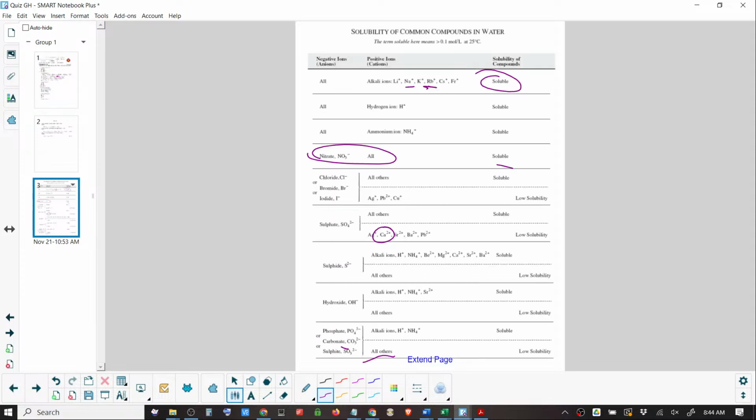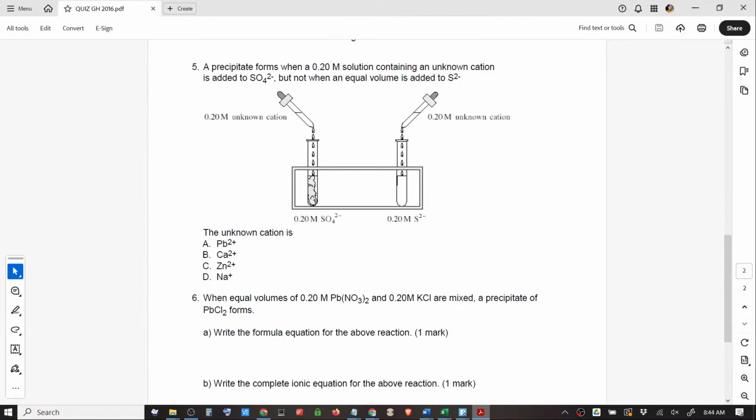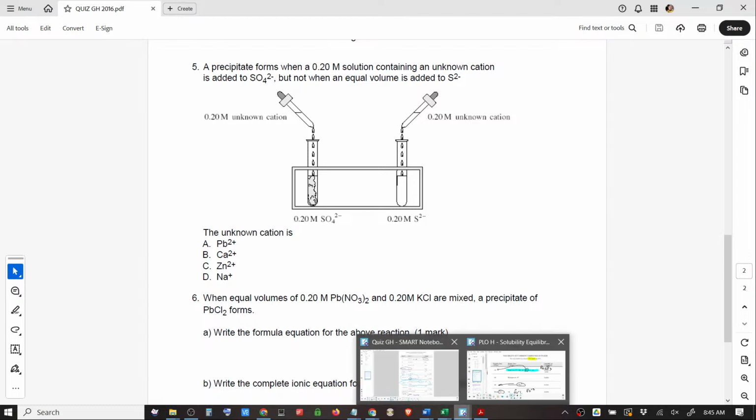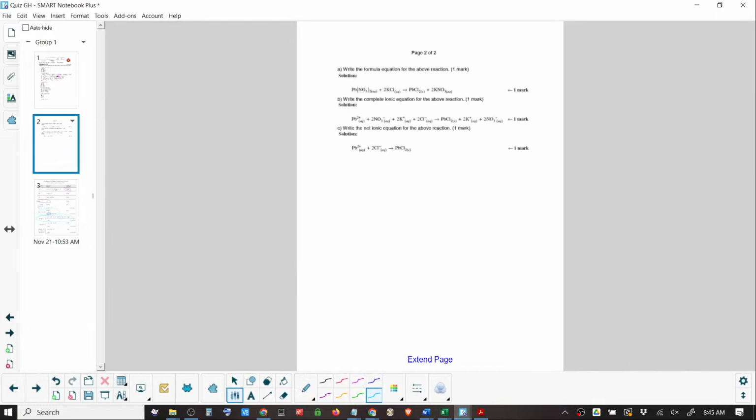Yeah, I was looking for this. Sulfate, sulfide, and calcium. Soluble and low solubility, right? It wasn't there. Equal volumes of lead nitrate and potassium chloride is added. It tells you which the precipitate is.